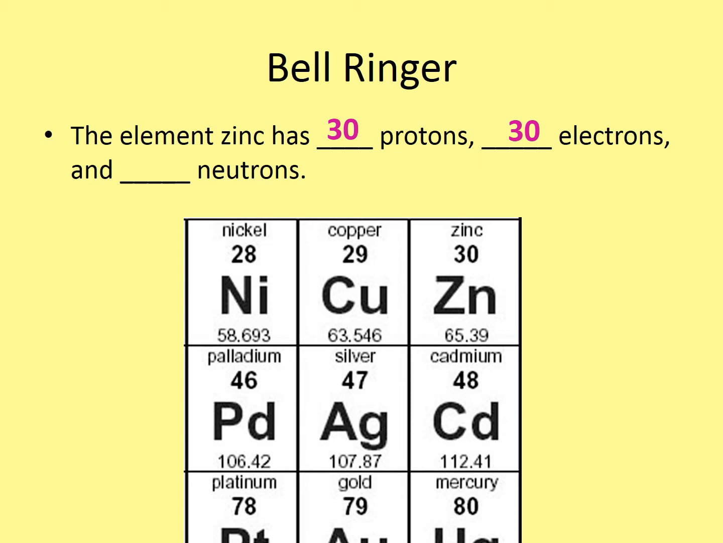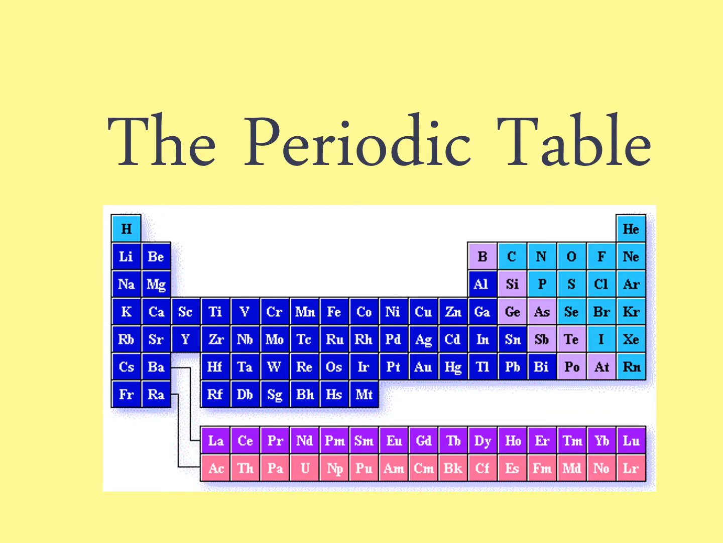So zinc's atomic mass is 65.39. I'm going to round that down to 65, and then I'm going to do 65 minus 30 to get a total of 35 neutrons. Just wanted to make sure we remember all those skills before we move into the periodic table as a whole, which is where we're headed today.